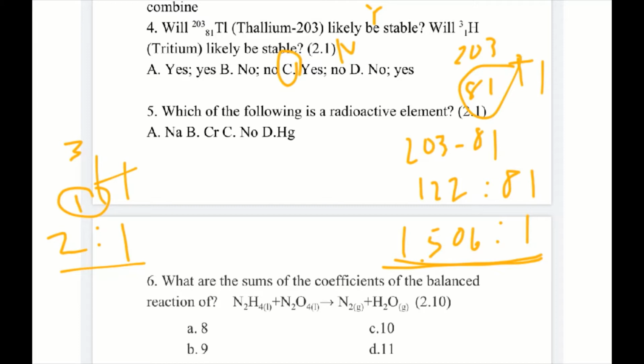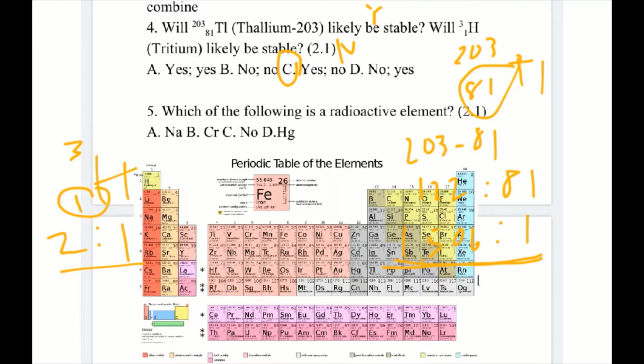Which of the following is a radioactive element? So in order to solve this problem, we have to have a periodic table out. So we have to find which ones are radioactive elements, in other words, which ones are unstable. And I talked about these before. These are also known as the synthetic elements, since the synthetic elements cannot exist in nature since they are not stable and thus radioactive. So let's find the unstable elements, or the radioactive elements.